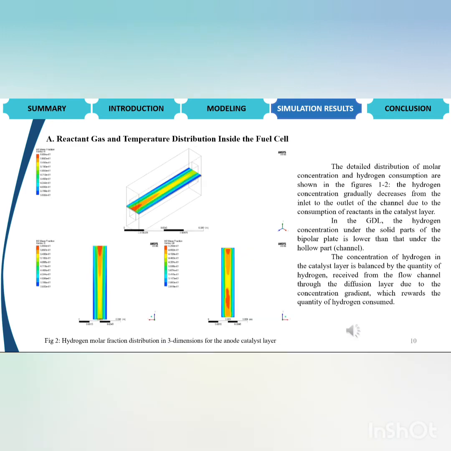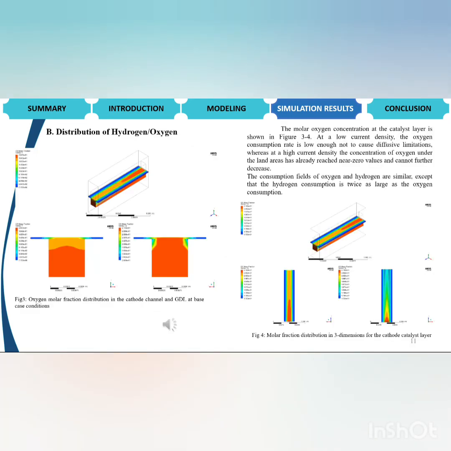The second figure shows the hydrogen molar fraction distribution in three dimensions for the anode catalyst layer. The detailed distribution of molar concentration and hydrogen consumption are shown in figures 1 and 2. The hydrogen concentration decreases from the inlet to the outlet of the channel due to the consumption by the reaction in the catalyst layer. Distribution of hydrogen and oxygen.